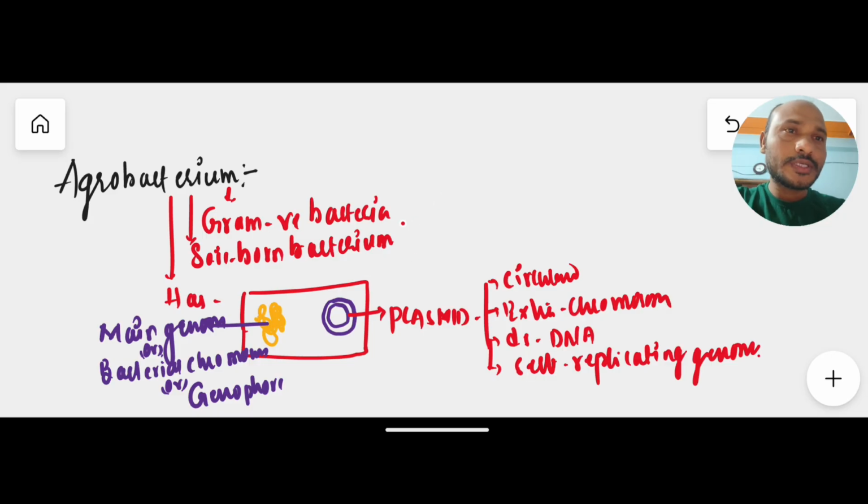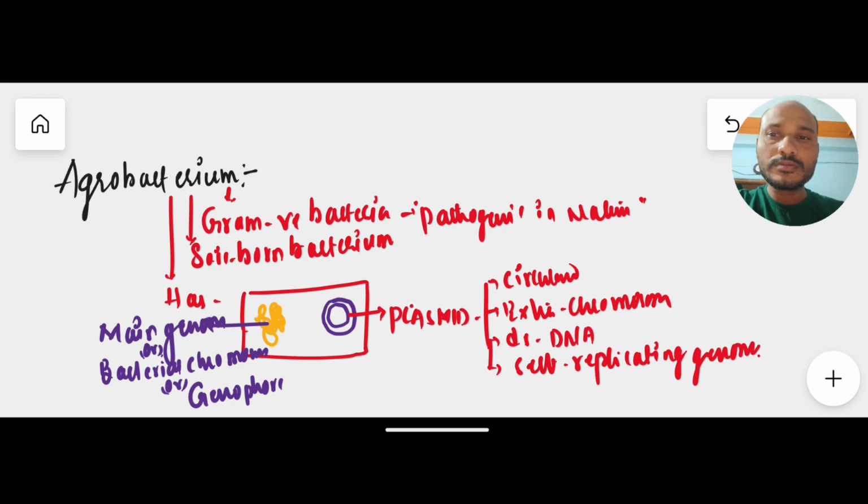An important note here: generally, gram-negative bacteria are mostly pathogenic in nature compared to gram-positive bacteria, meaning they cause disease in various organisms.